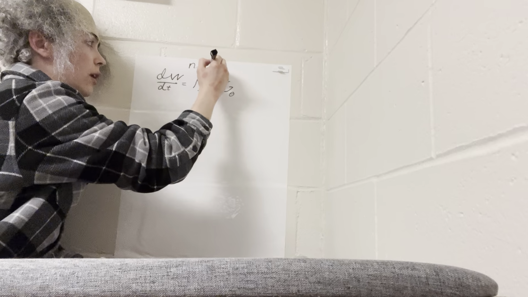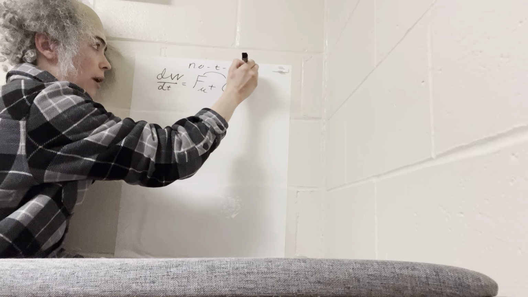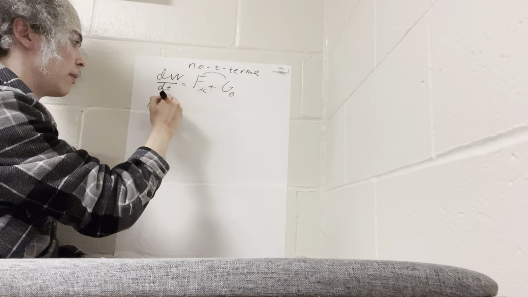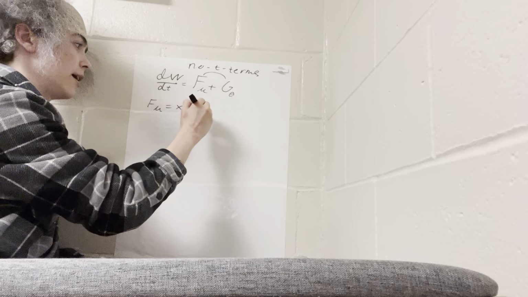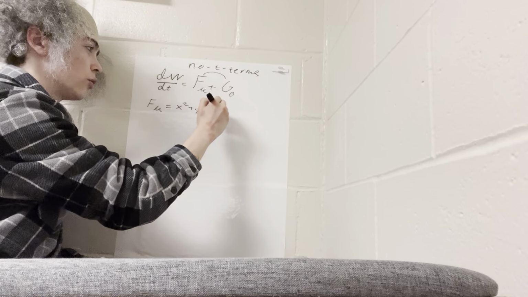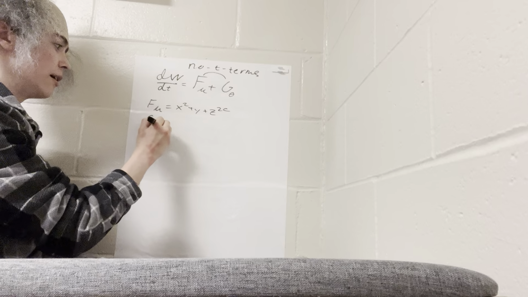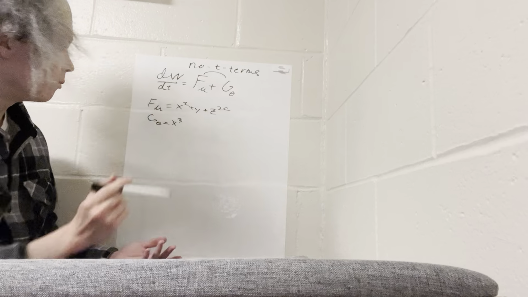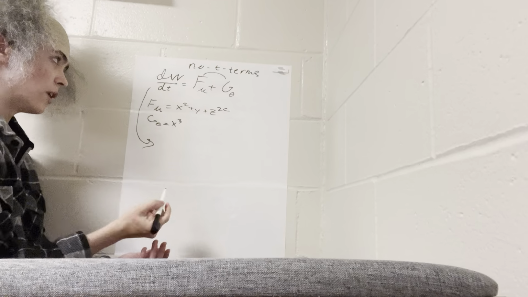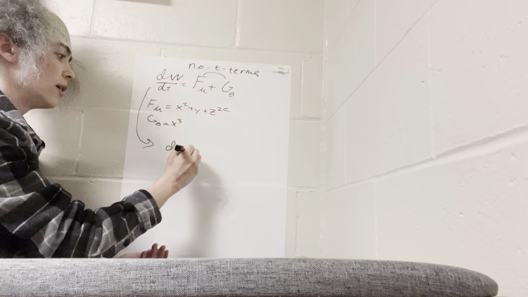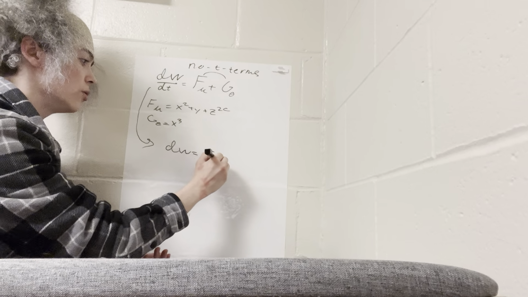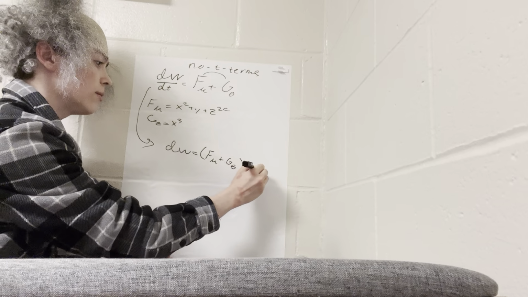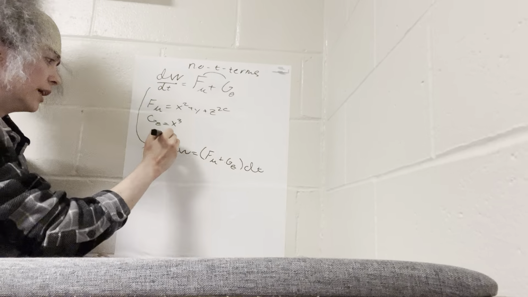These functions have no t terms, right? And so what's interesting about this is, f of mu, for example, might equal x squared plus y plus z to the 20th, right? And g of theta might equal x cubed, right? But this doesn't really matter because we can solve this differential equation the same way. We can say dw is equal to f of mu plus g of theta, all of that times dt. And now, integrate both sides.